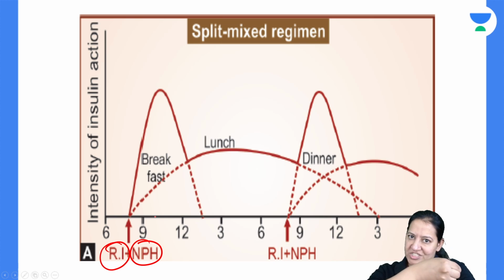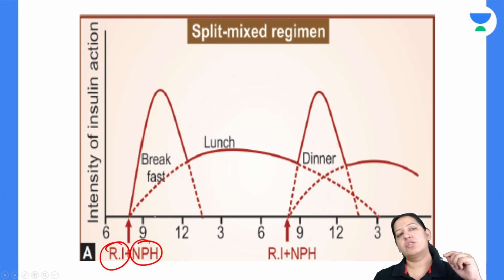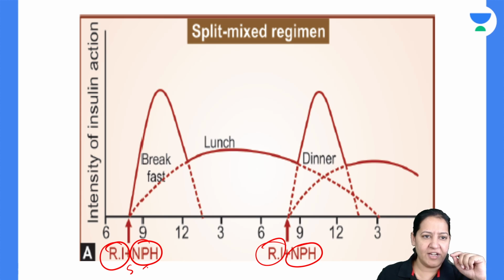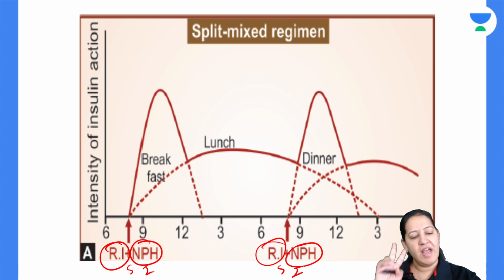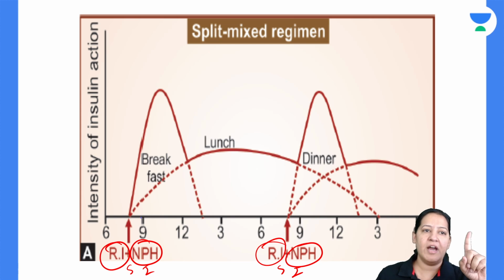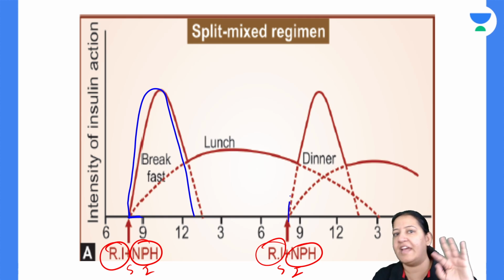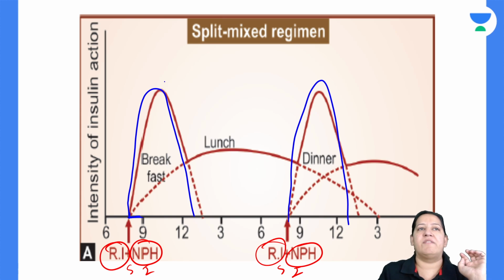So 1 time I am injecting. The injection site is the same. We will give the injection only once, but both will go. Have you got it? So we are mixing regular insulin with NPH, that is short and intermediate. And we are giving 2 injections daily. 1 before breakfast at 8 o'clock, and 1 before dinner at 8 o'clock. So 12 hourly we are giving. 8 o'clock in the morning, 8 o'clock in the night.